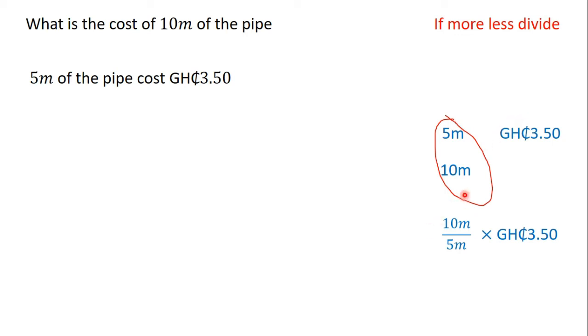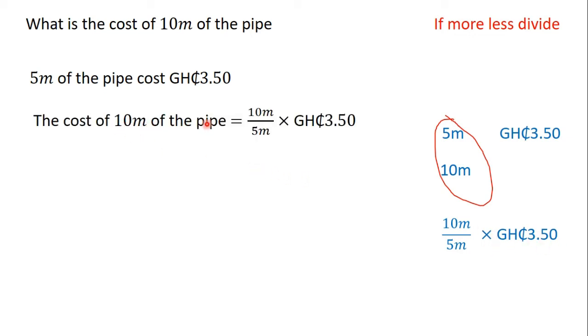Now you can see from here that we change the length. So we are going to use the length to form the fraction and multiply it by the cost. If we had changed the cost, we would have used the cost to form the fraction and multiply it by the length. Because here we change the length, we will use the length to form the fraction, and then we will multiply it by the cost. We will have 10 meters divided by 5 meters times 3 Ghana cedis, 50 pesos.